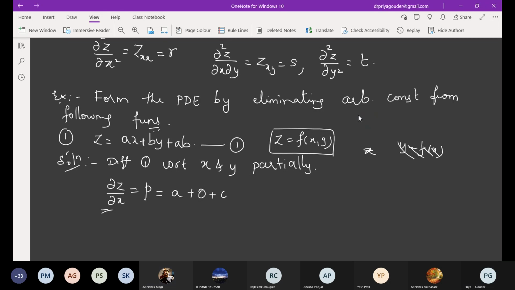0. So from this you can say the value of A is P, correct? Value of A is P. Now do it with respect to y. Derivative of z with respect to y is dou z by dou y. What is derivative of AX with respect to y? 0. BY with respect to y?